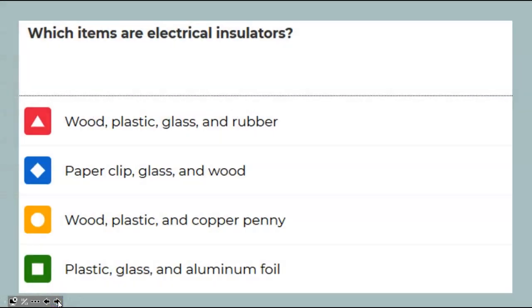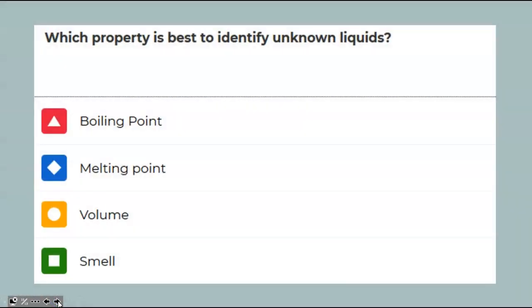Which items are electrical insulators? Wood, plastic, glass, and rubber. These were the things that stopped electricity. All of the rest of these have some form of metal in one of the choices. Which property is best to identify unknown liquids? If we're talking about liquids, we are talking about boiling point.